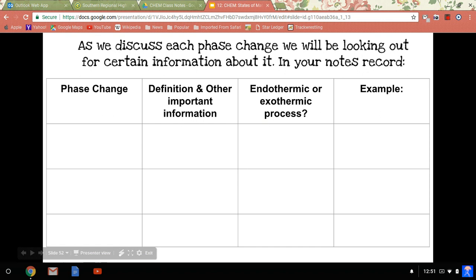On the back of your first sheet of your class notes, I've already made this chart for you. As I talk about each phase change, you're going to write down the definition and how the particles behave. You're also going to tell me whether it's endothermic or exothermic and give me an example. The example can be just written out, or if you want to draw a picture, that's great too.